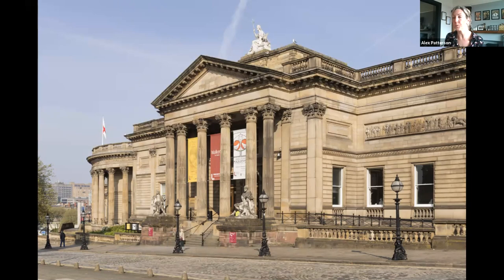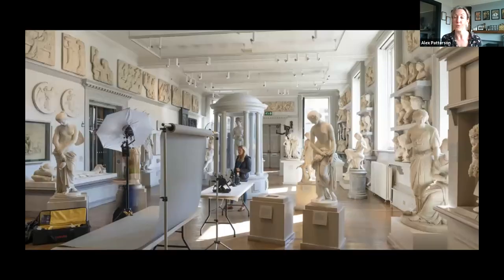The sculpture display at the Walker Art Gallery is unique, displaying over 150 works in a single room. It is one of our most popular exhibits. The space allows the viewer to experience many sculptures in the round from a range of different perspectives and viewed with both natural and artificial lighting.